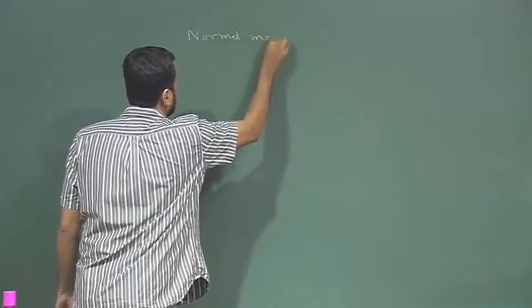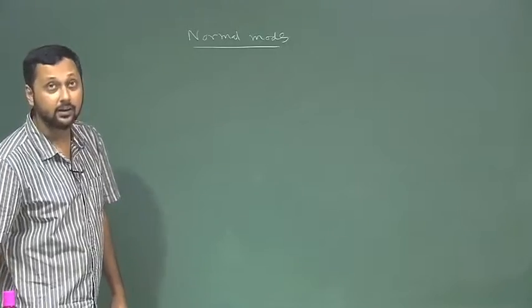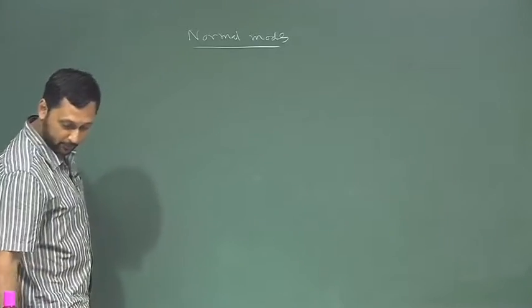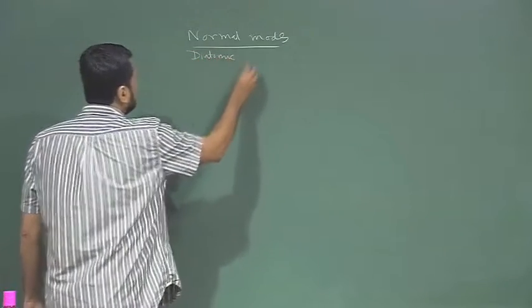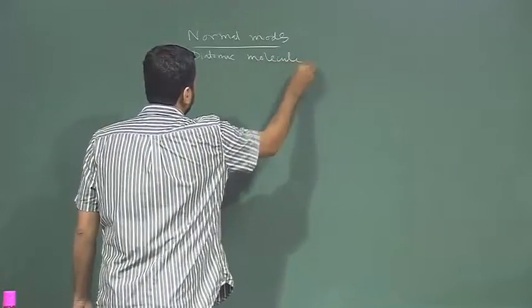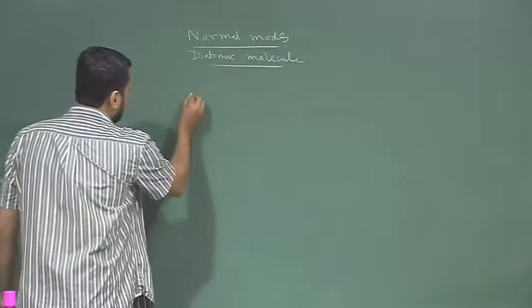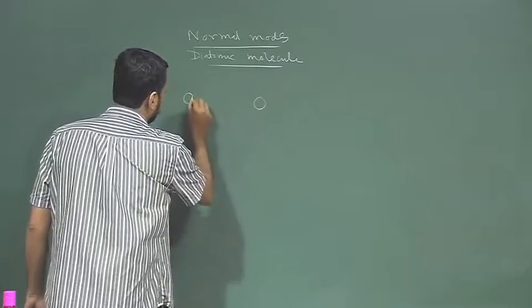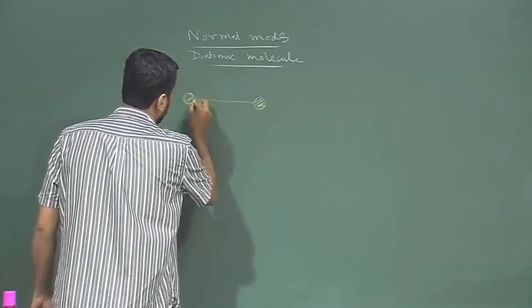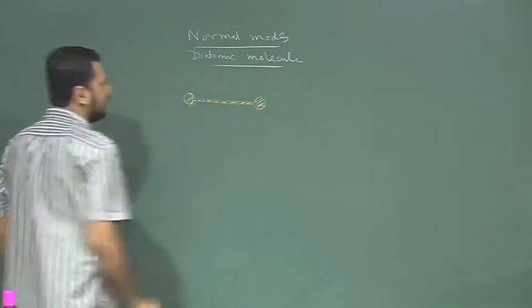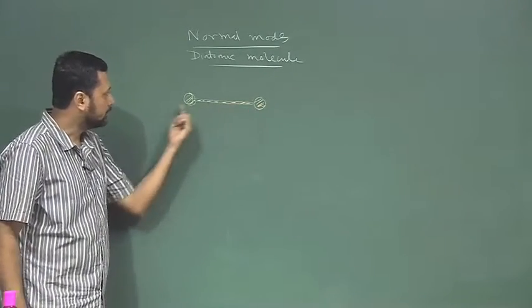Let us say we take a diatomic molecule as a model system. What is a diatomic molecule? We have, let us say, two atoms joined by a bond.